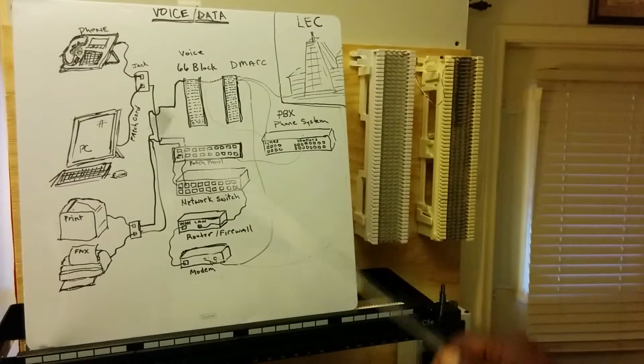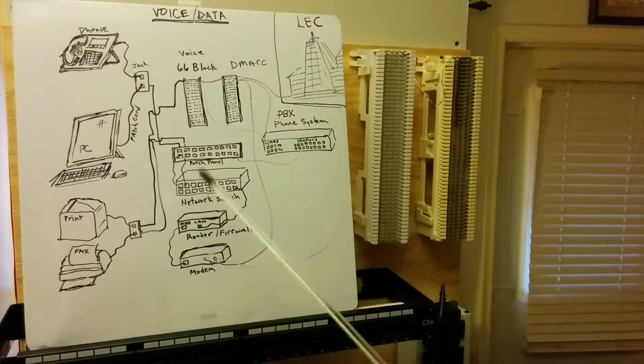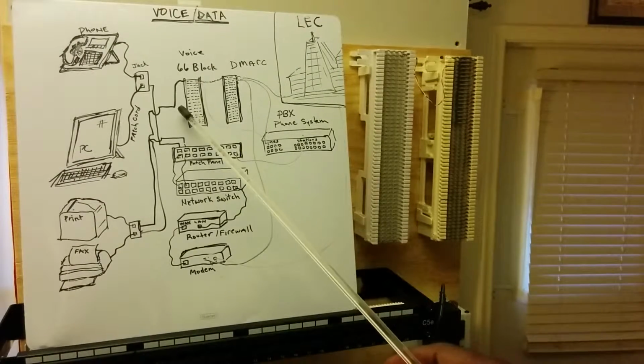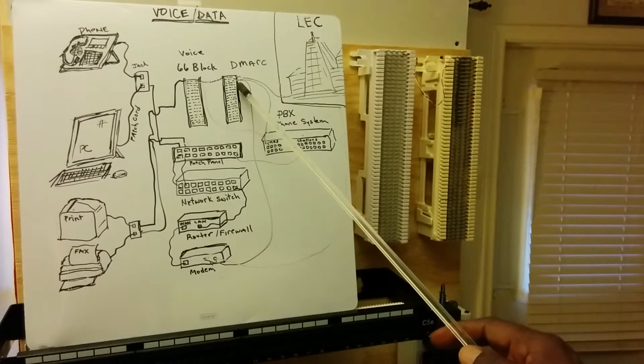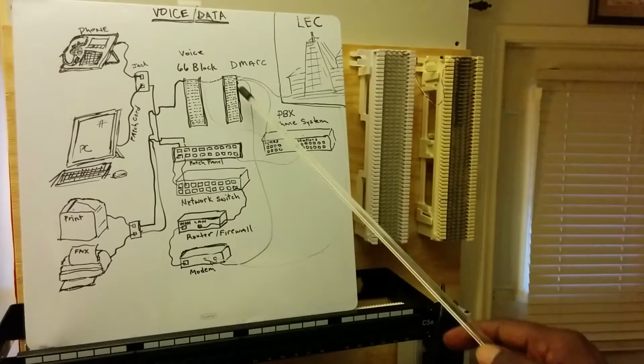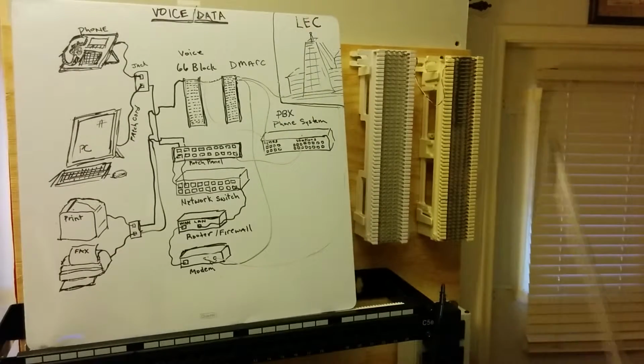Those are some of the names that we call this wire right here that goes from the jack to the telecom closet where the 6 block is located next to the D mark here. That goes back to our local access carrier. So that's how the voice circuit would come in.